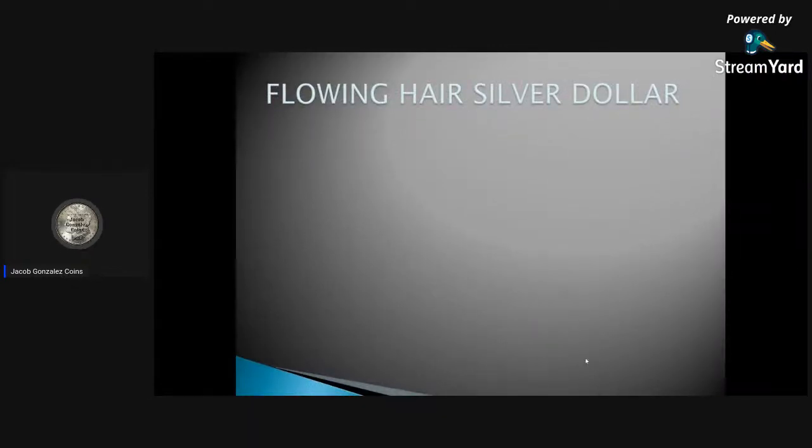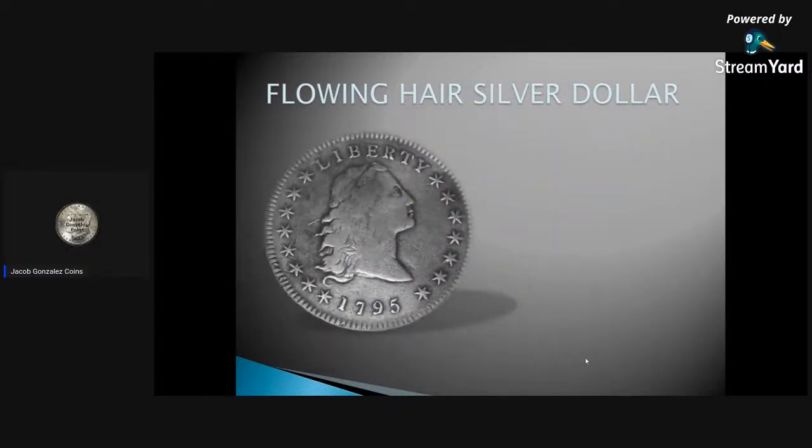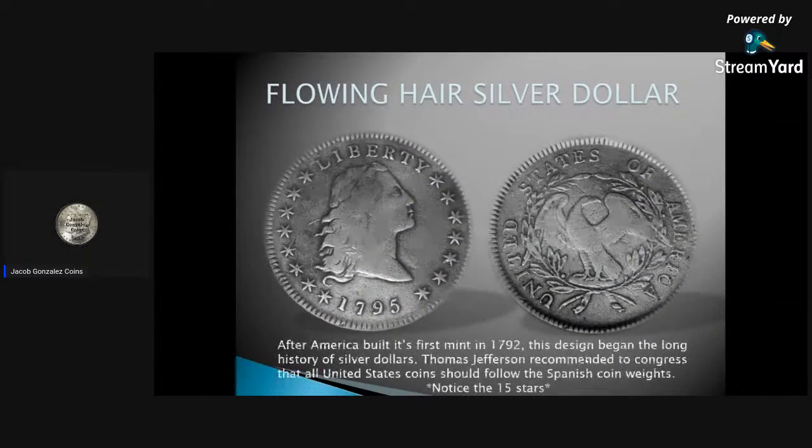So we're getting right now to the Flowing Hair silver dollar, the first coin ever minted by the U.S., the first silver dollar, I should say. Here's how the coin looks. After America built its first mint in 1792, this design began the long history of silver dollars. Thomas Jefferson recommended to Congress that all United States coins should follow the Spanish coin weights. That's how they followed the weights. And if you notice, you can see there's 15 stars. You can count 15 on the obverse of the coin.